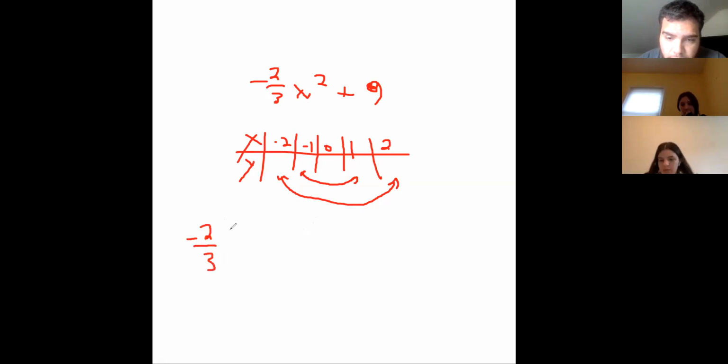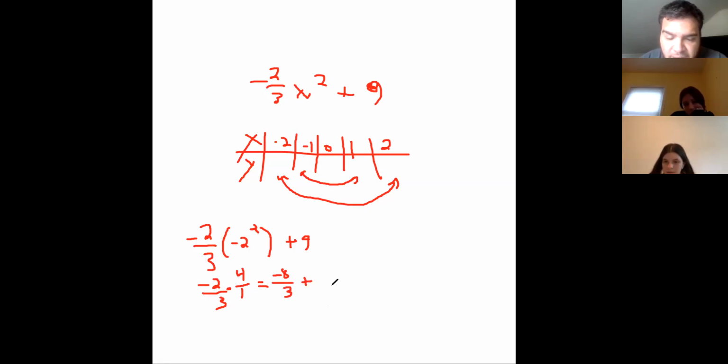-2/3. We're going to plug in the first one, which is -2 squared plus 9. So -2 squared is still 4, and I'm going to put it as 4/1 times -2/3. -2 times 4 is going to be -8 on top, and then 3 times 1 is just 3 on the bottom.